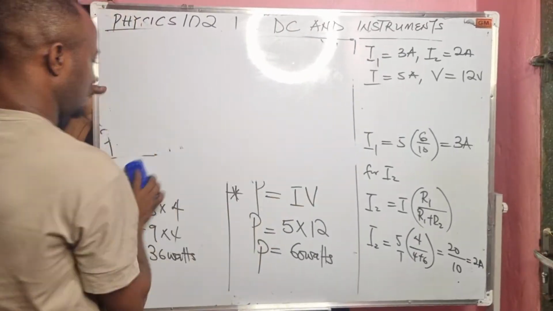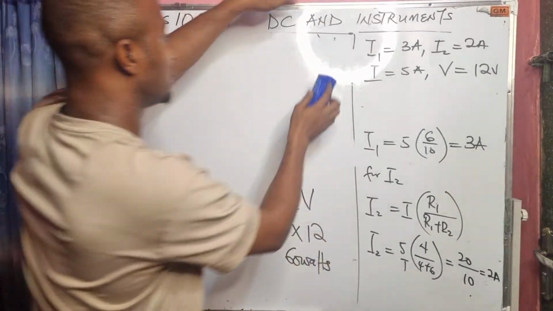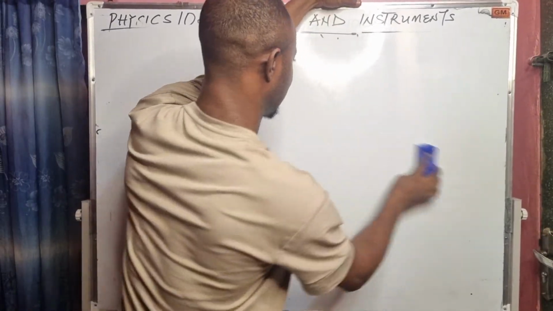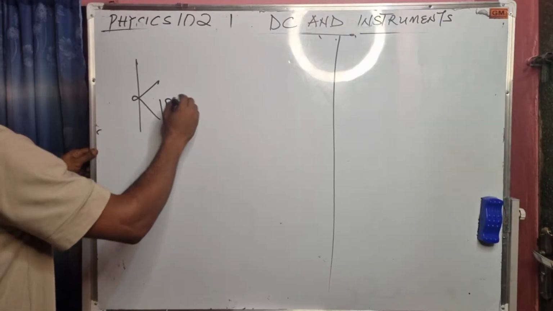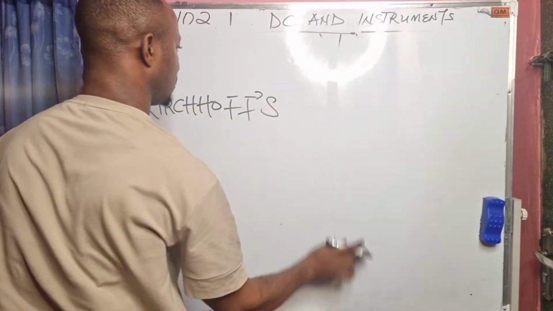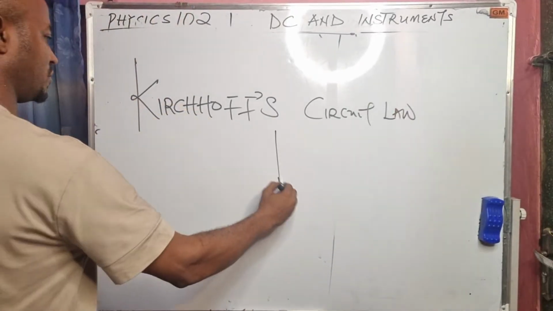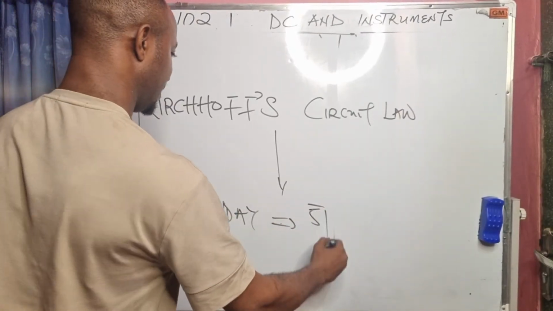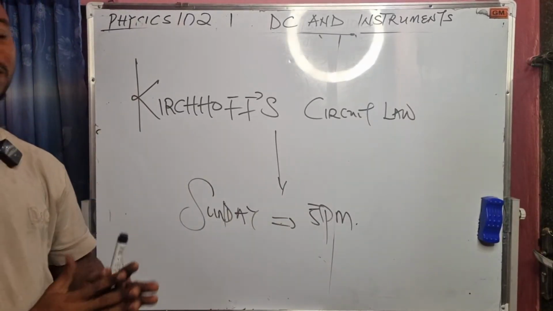But I'm not going to go into Kirchhoff's law today. Tomorrow, by either 4 p.m. or 5 p.m., after church service, we shall be looking at Kirchhoff's law. Our next topic is going to be Kirchhoff's circuit law. And that class will be tomorrow, on Sunday, by 5 p.m., the same time as today's class. We shall look at how to analyze a complex circuit.